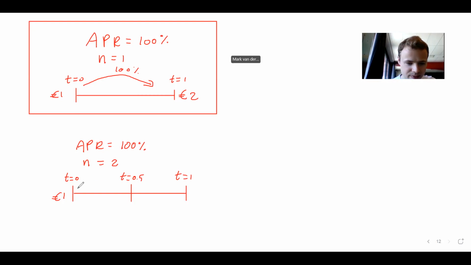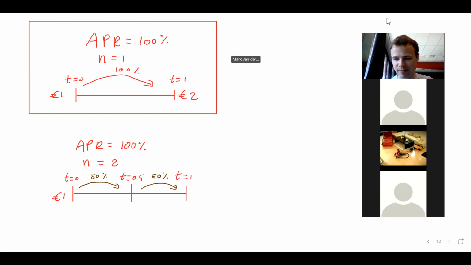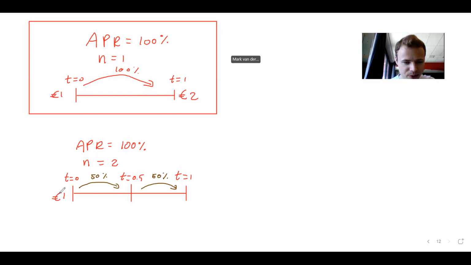Let me use some other color. You will get 50% for the first half a year, and 50% for the second. So each period you get the APR divided by n. Then I will ask Timmy. I start with €1. Then after half a year, how much euro do I have?